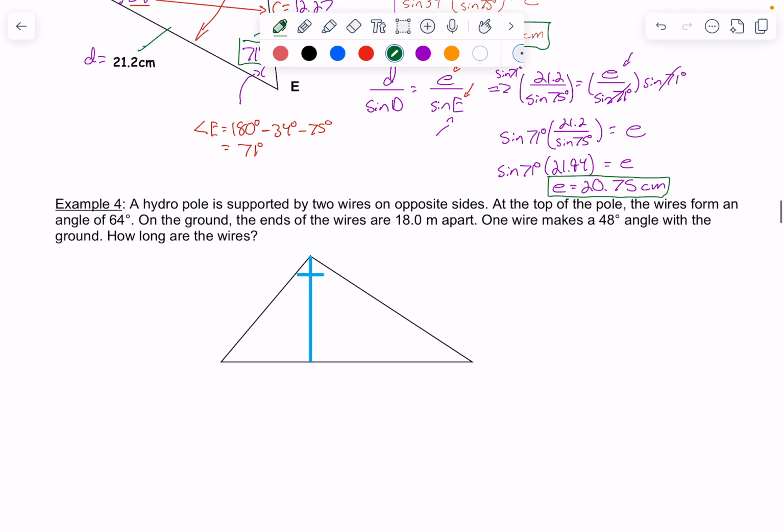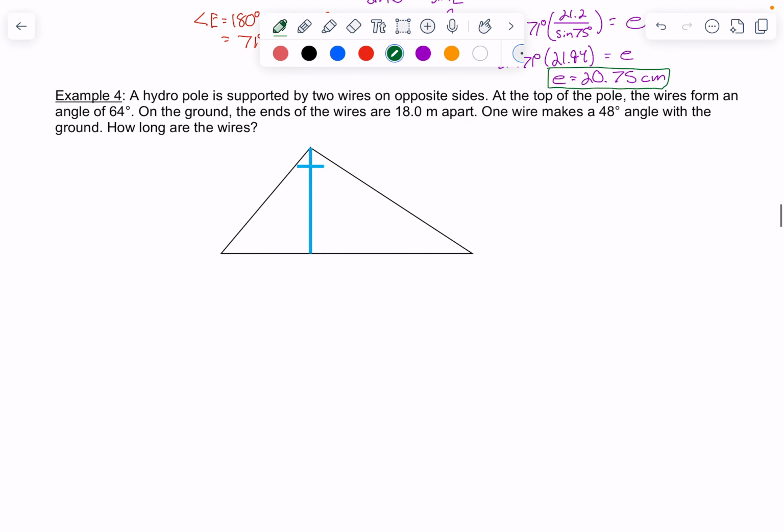Example 4. A hydropole is supported by 2 wires on opposite sides. At the top of the pole, the wires form an angle of 64 degrees. On the ground, the ends of the wire are 18 meters apart. One wire makes a 40-degree angle with the ground. How long are the wires?